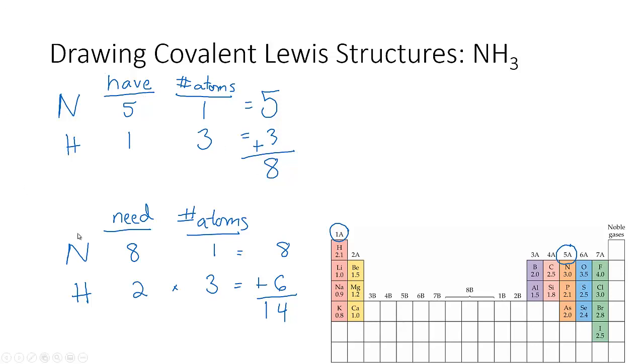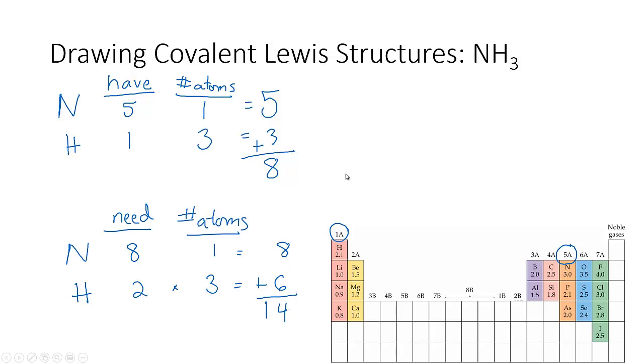So nitrogen needs to have 8. Hydrogen needs to have 2. And then remember, nitrogen, we have 1 atom. There's a subscript 1 here. And then hydrogen has 3. It was just an understood one. And then hydrogen, we have 3. So 2 times 3 gives me 6. 8 times 1 gives me 8. 8 plus 6 gives me 14.